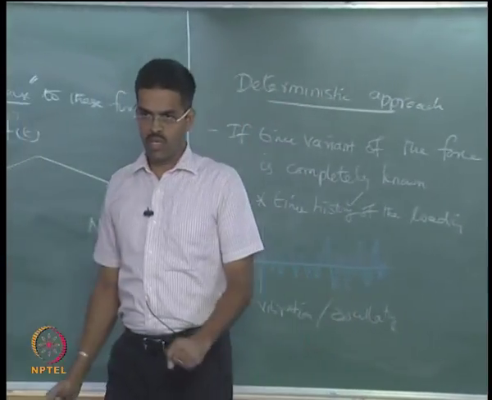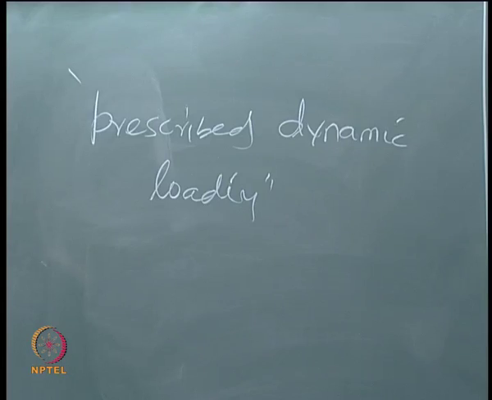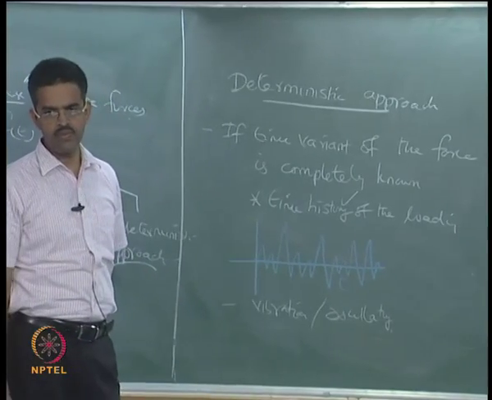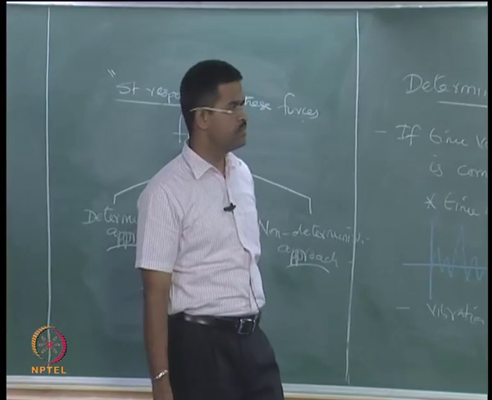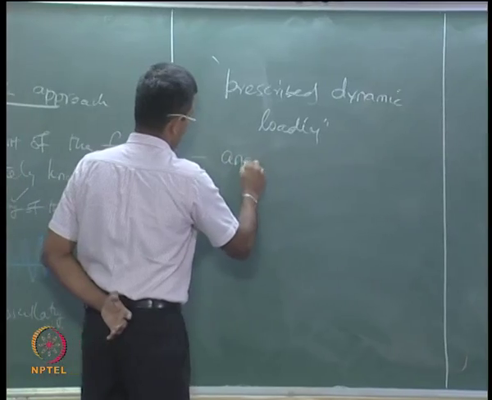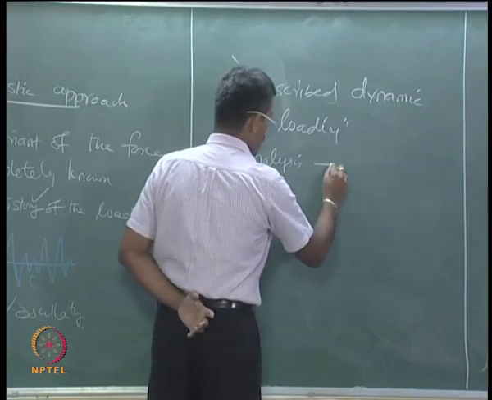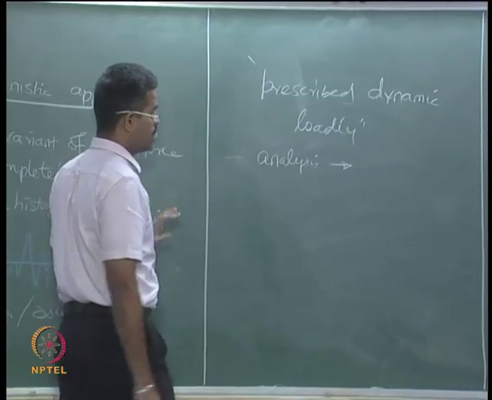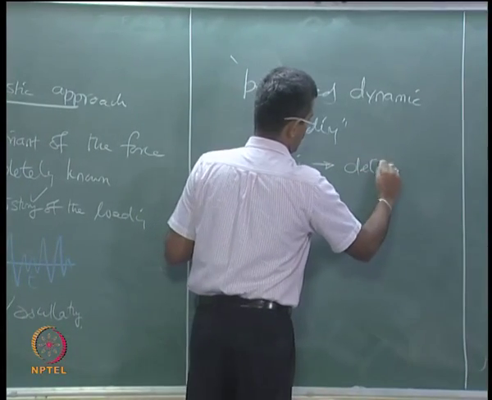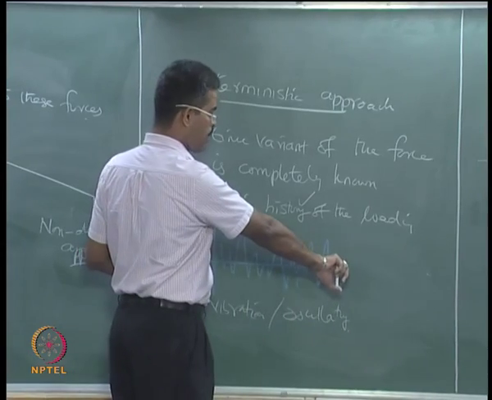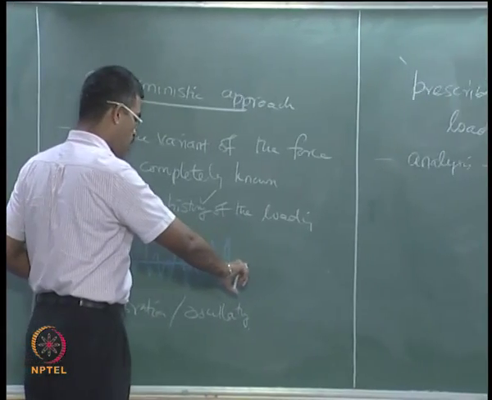So, I do not call this a random load, I call this a prescribed dynamic load, because the full dynamic loading, or the full time history of the loading, is known to me. Once I have this prescribed dynamic loading, then the analysis you do to find out the response of the structure for this loading will also be deterministic. It means you will have a closed form answer of the response, that is why I call this deterministic.